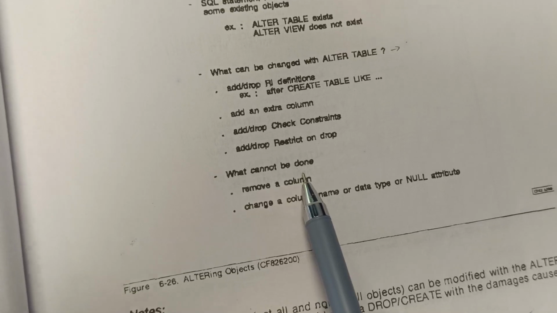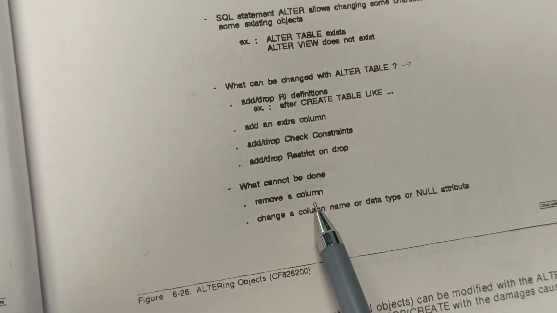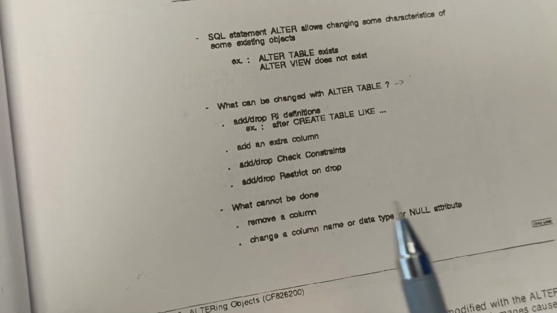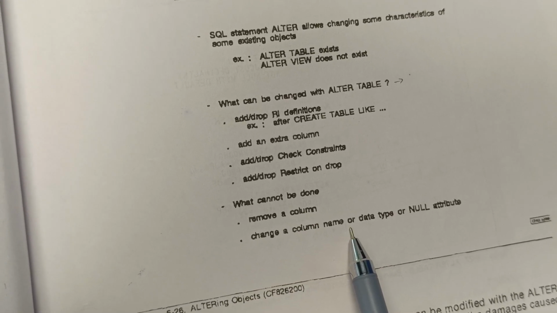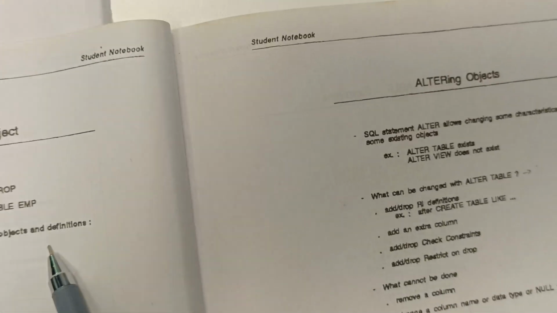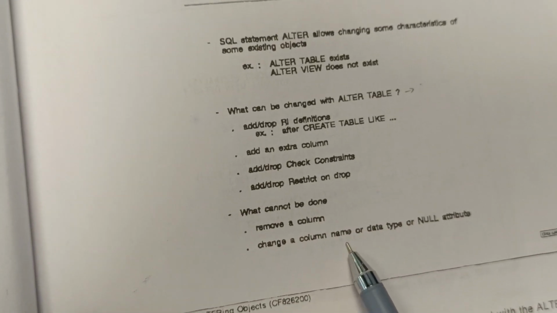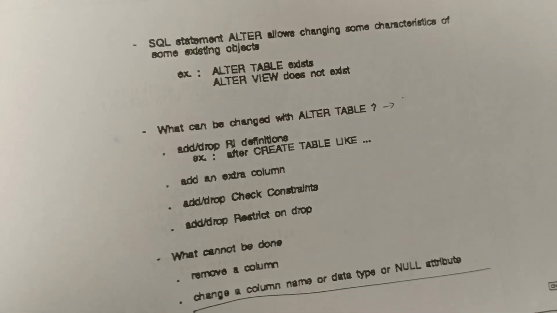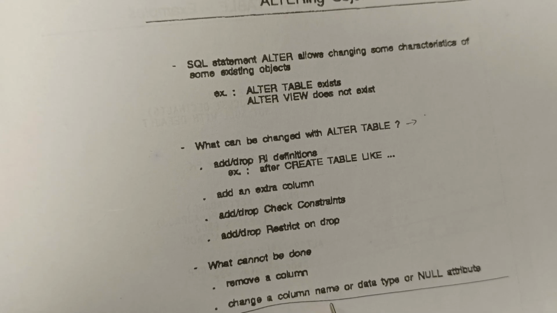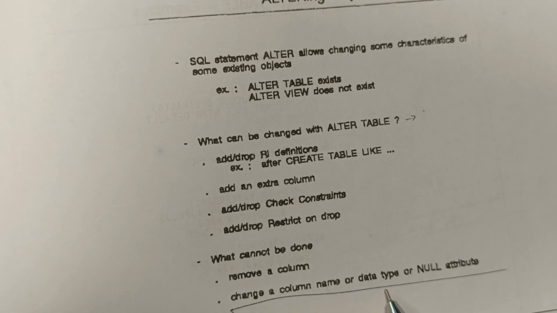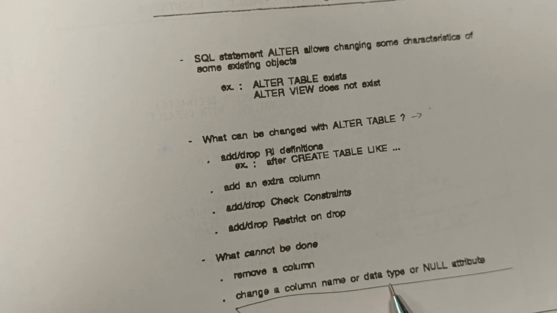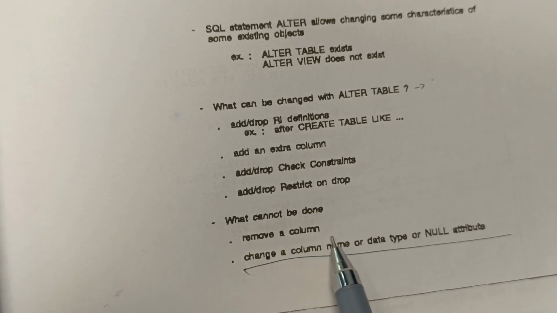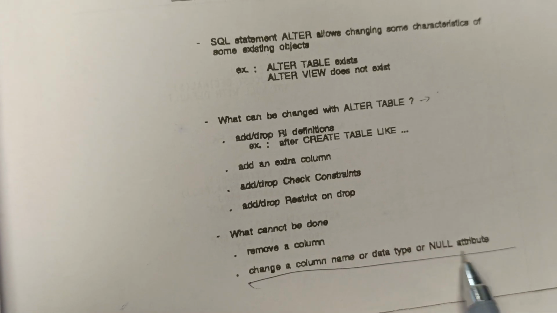What we cannot do by using alter table: we cannot remove a column. We can only add a column, but we cannot remove a column or change a column name. Earlier we created some column name; we cannot change the column name or data type and null attribute. Friend, this is the most important point. We cannot change the column name and data type. Earlier I created a numeric data type, and I want to change it to a character data type for the column. It cannot happen. These are things we cannot do by using alter table, and the null attribute.